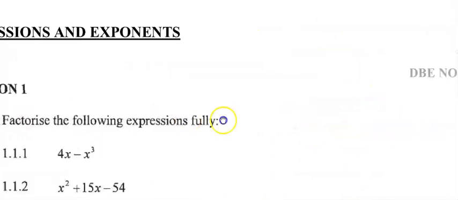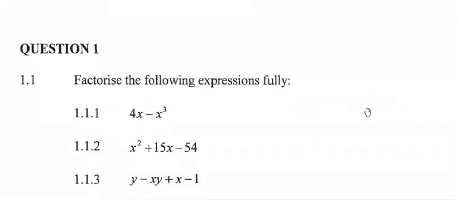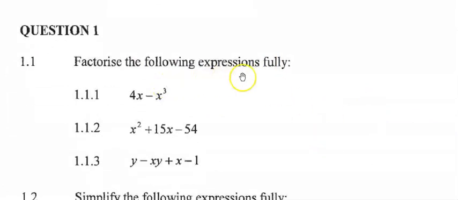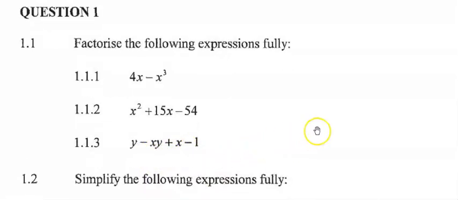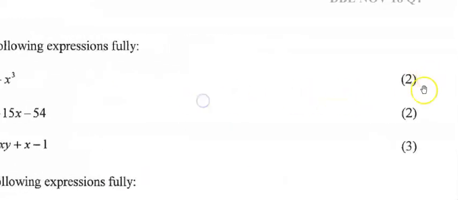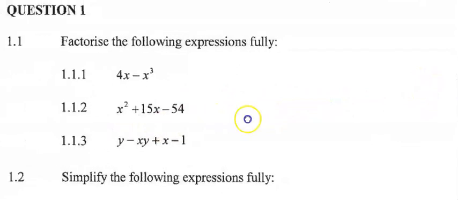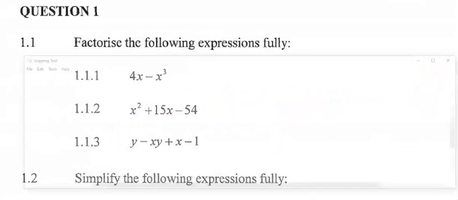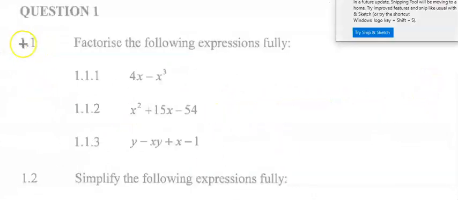In the November 2018 paper 1, and this is question 1, it says factorize the following expressions fully. Here we've got 4x minus x cubed, x squared plus 15x minus 54, and here we've got y minus xy plus x minus 1. So it says factorize the expression fully. You can see that the first 2 questions are 2 marks each, and then the third one here is 3 marks. So let's tackle these questions very quickly.